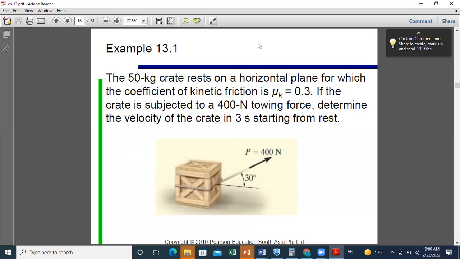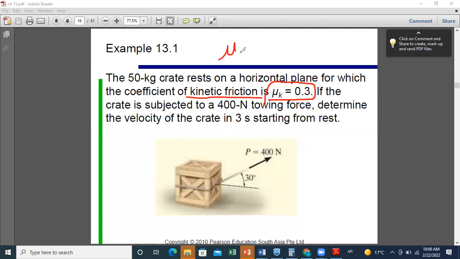Before starting this problem, I want to introduce the concept of friction. Whenever we talk about friction, you have two types of friction, kinetic friction and static friction. What is the difference? Let us take this example to understand the difference between the two. I will give you in this problem, in addition to mu k, also mu s.